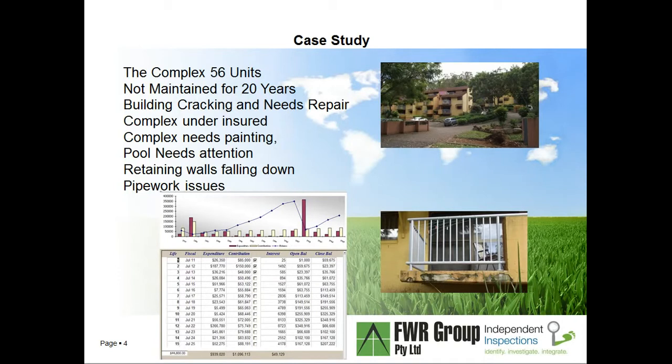So this is a set of 56 units. The building hasn't been maintained for 20 years. There's building cracking, there's painting repairs that need to be done. The complex was underinsured, it needs painting, pool needs attention, retaining walls are falling down, and you've got pipework issues. So they've got a fair bit of work that they need to do.